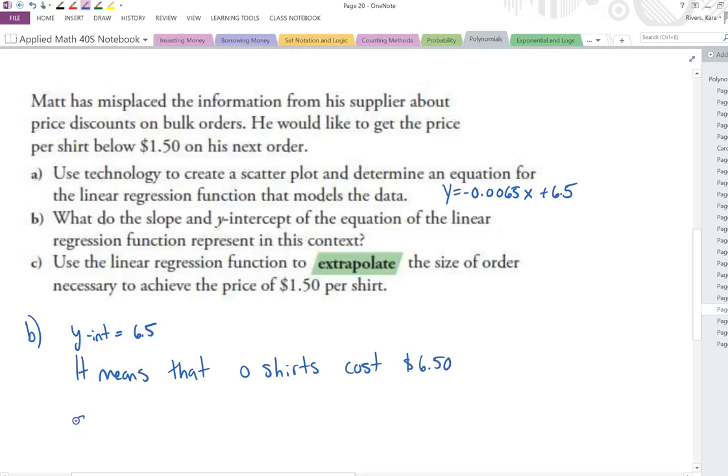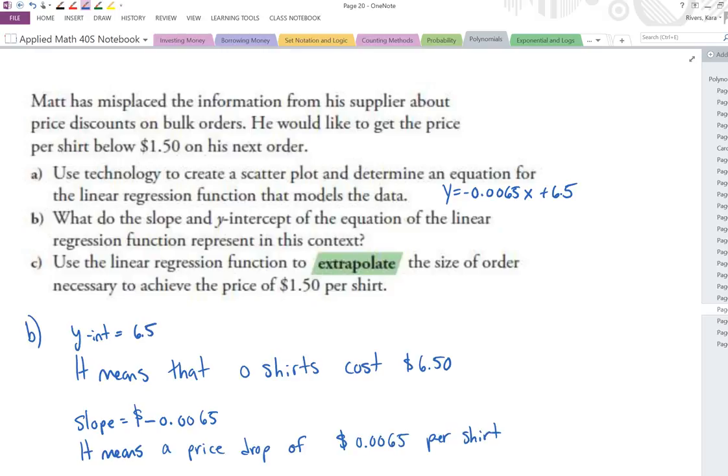Now our slope is equal to negative 0.0065. What does that mean? Well, that means that's the price per shirt, the price drop per shirt. So if we put a dollar sign in front of there, for however many shirts you buy, each shirt will cost $0.0065 less for each one.